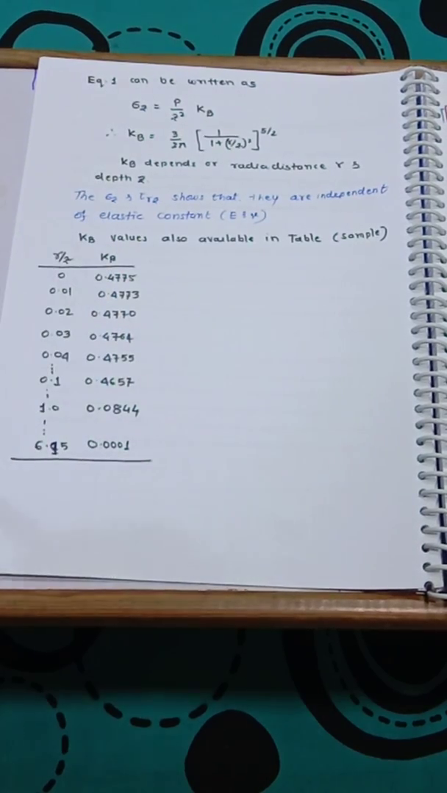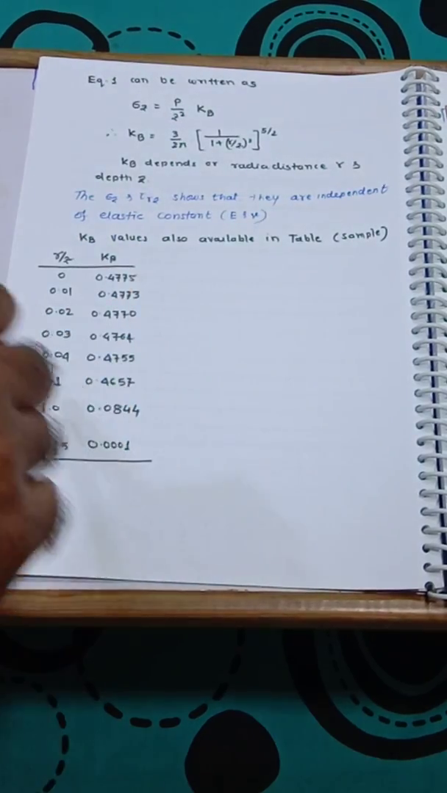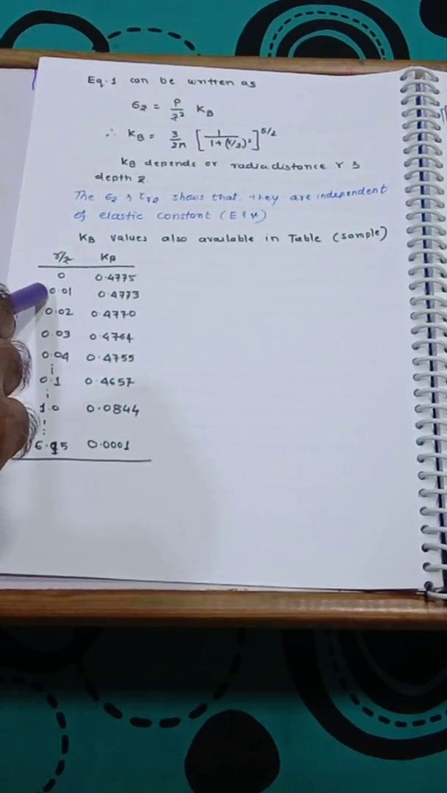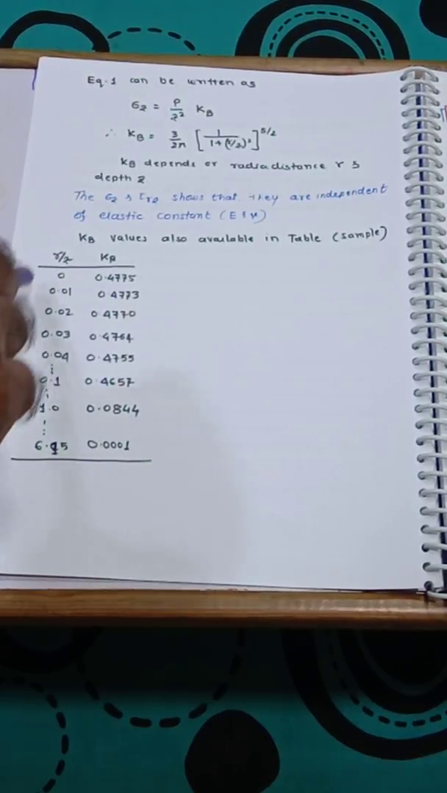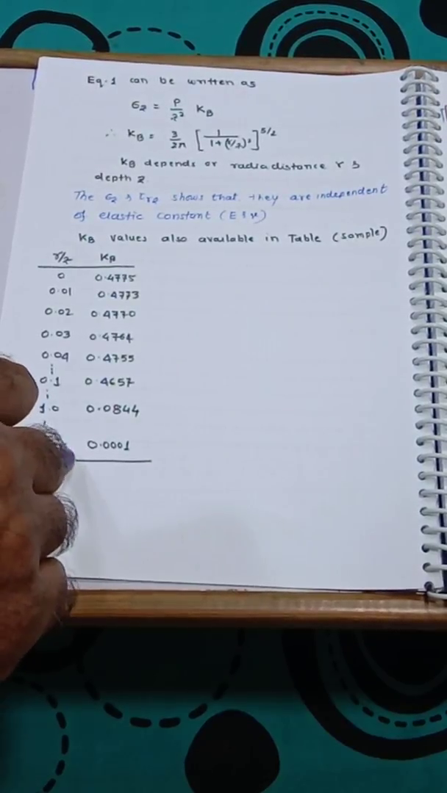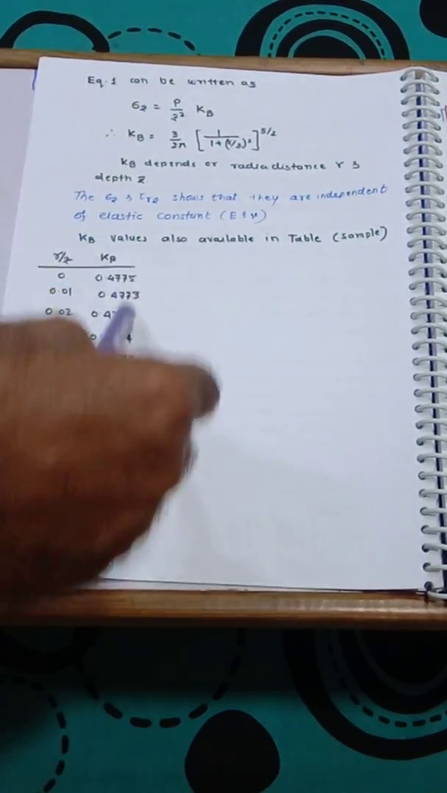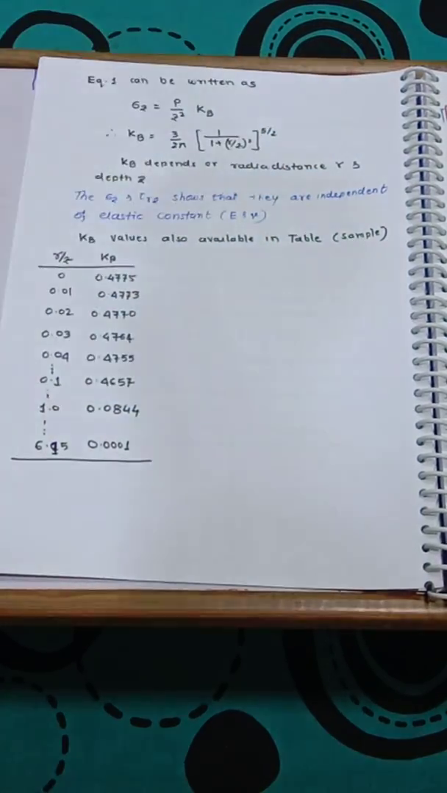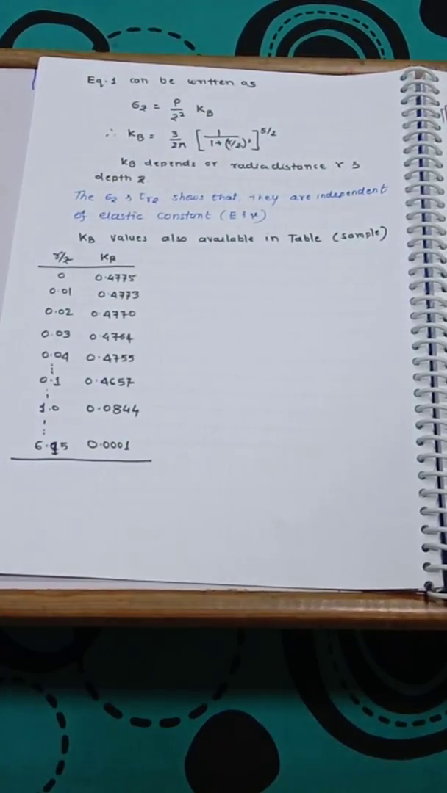A table is also given. Instead of calculating each time, a ready-made table is given at an interval of 0.01, with a number of values. I have restricted this as a sample up to around 6.15. You can pick up the influence factor, put it here, and multiply by P/z², and you get sigma z, and similarly tau rz.